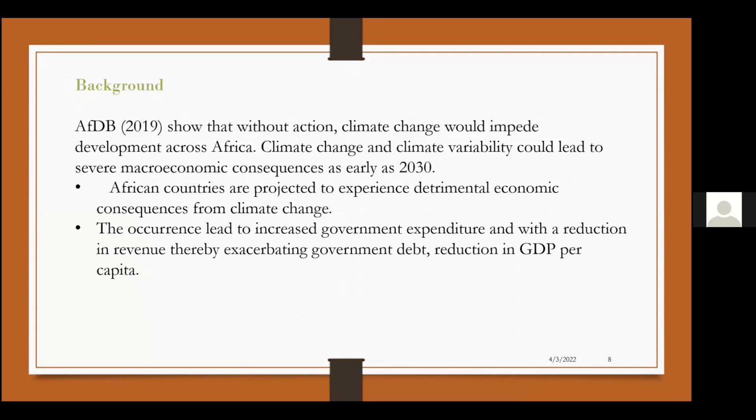African countries are projected to experience detrimental consequences of climate change if nothing is done. The occurrence will lead to a reduction in government expenditure, because if people are not producing enough, the government will not be able to raise enough money to finance some of its expenditure, and this may result in government debt and a further reduction in GDP per capita.